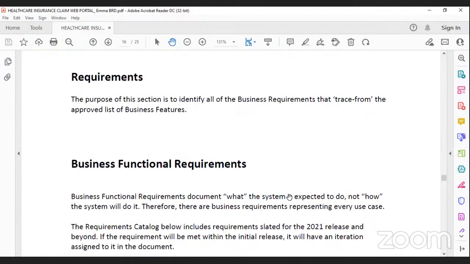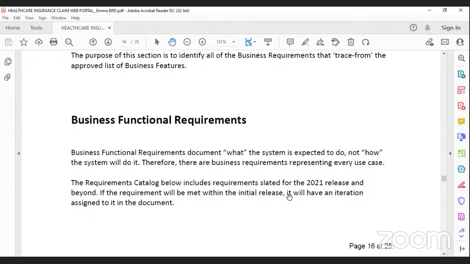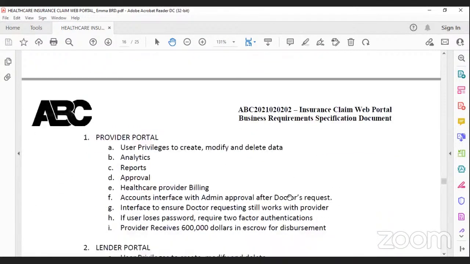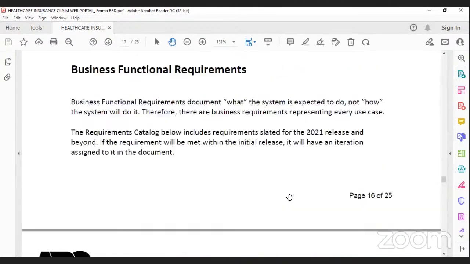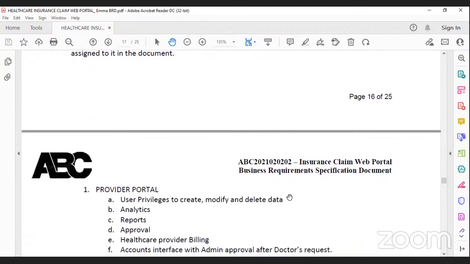Requirements. The purpose of the business functional requirements is to know what the system is expected to do, and not necessarily how. So I'll be taking us through the business functional requirements. That is what our system will do and what it will provide.